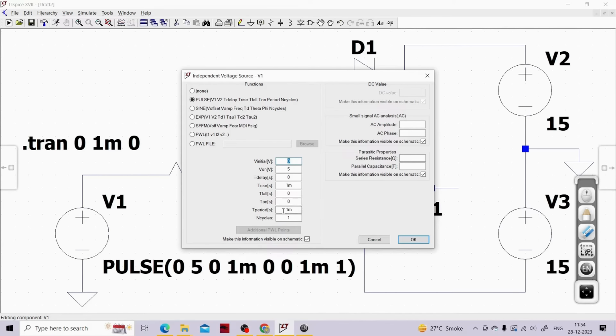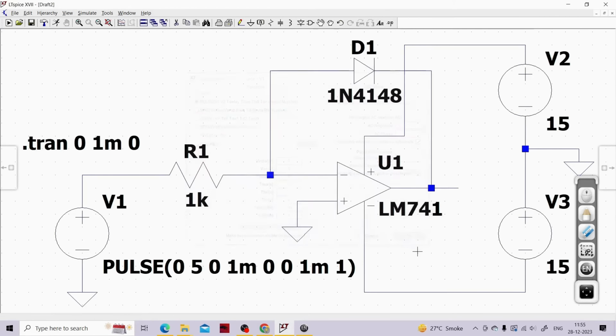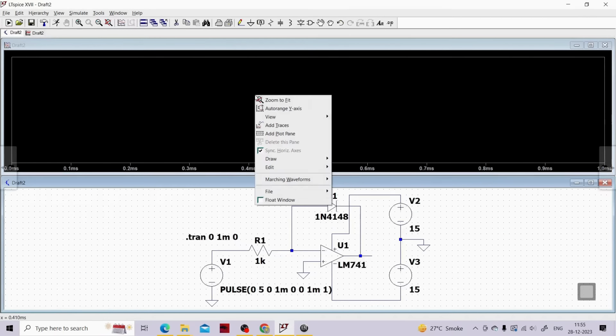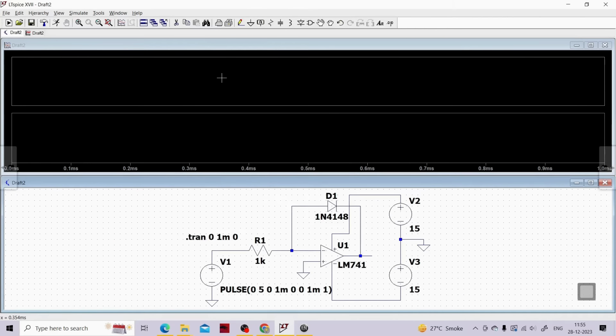Then the period is 1 millisecond. That is talking about the frequency, as frequency is 1 by time period, that is 1 by 1 millisecond, which is around 1 kilohertz, right? And then we just want to see it for 1 cycle, so I had entered it as 1. Getting my point? I hope you understood why exactly we entered these values for these respective parameters. Great. Just click on OK, and then I'll run this circuit, and then I'll make two planes, and over here on this particular part I'll plot my input signal.